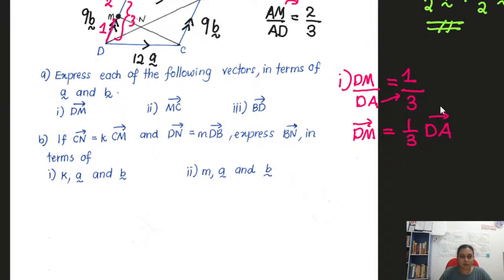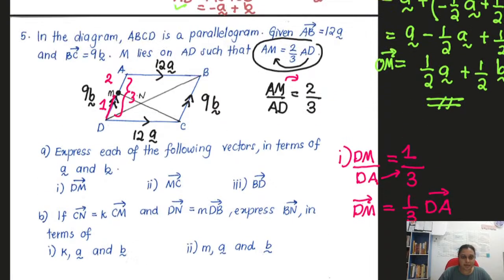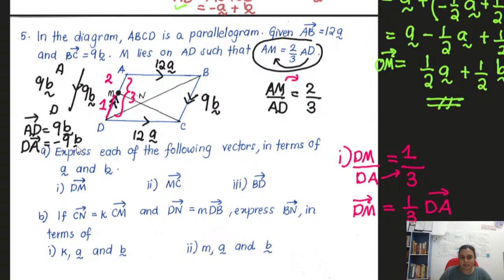What is DA? We know what DA is, because here B to C, right? B to C, that means it's this way, going down. B to C is 9B. So A to D is also 9B, isn't it? But we want DA. So AD is 9B.